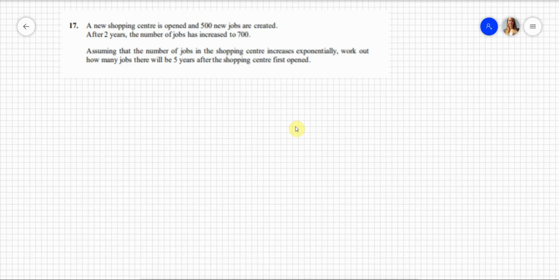Right, I've been asked to go through this question. It's question 17 from paper 3H.